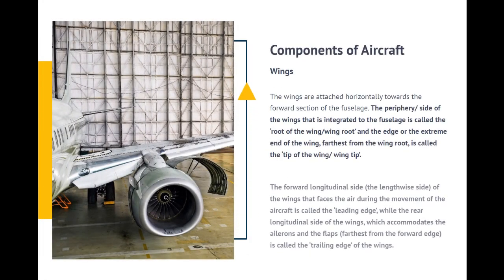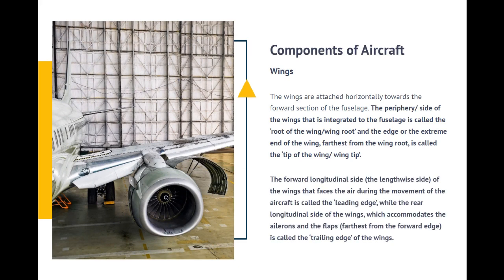Wings. The wings are attached horizontally towards the forward section of the fuselage. The periphery or side of the wings that is integrated to the fuselage is called the wing root, and the edge or the extreme end of the wing, farthest from the wing root, is called the wing tip. The forward longitudinal side, the lengthwise side, of the wings that faces the air during the movement of the aircraft is called the leading edge, while the rear longitudinal side of the wings, which accommodates the ailerons and the flaps, farthest from the forward edge, is called the trailing edge of the wings.